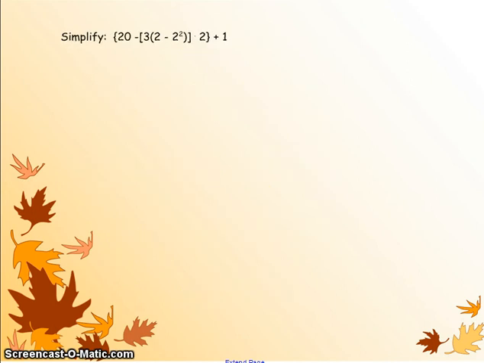Okay, so the last one here, I'm going to leave this for you to try. You should copy it down into your notes, follow the order of operations as we've discussed, and then bring it into class the next time you are in school, and we'll be more than happy to take a look.